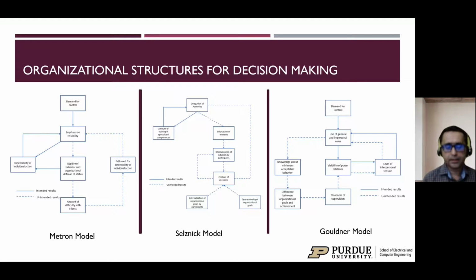The other model that they suggest is called the Selznick model. The Selznick model is mainly based on training. So what Selznick suggested is, if you can train the personnel in your organization to the specialization in which they are working, then you can achieve amazing results. And the delegation of authority and specialized competence is the highlight of this model.